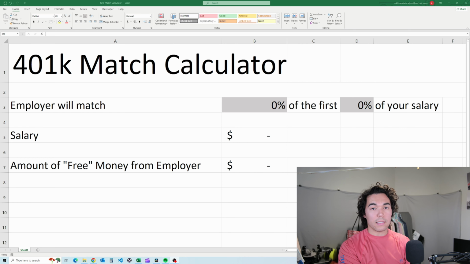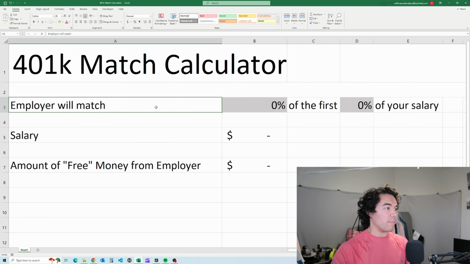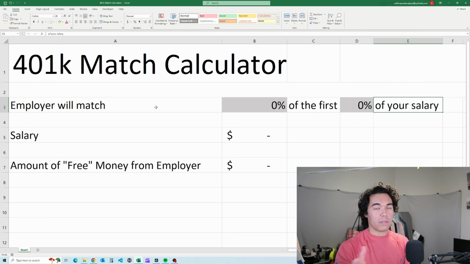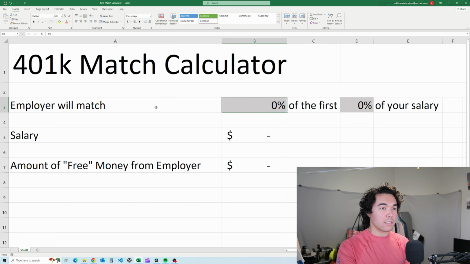So this sentence that you'll hear HR read or you'll read in the onboarding documents is essentially: this employer, ABC employer, will match X percentage of the first X percentage of your salary. What this essentially means, working backwards to front, is it's going to take a percentage of your salary, and your employer will contribute a certain percentage of that percentage. So let's take just a simple example right here.